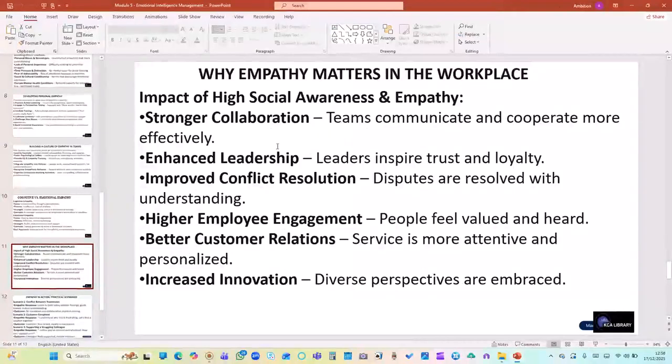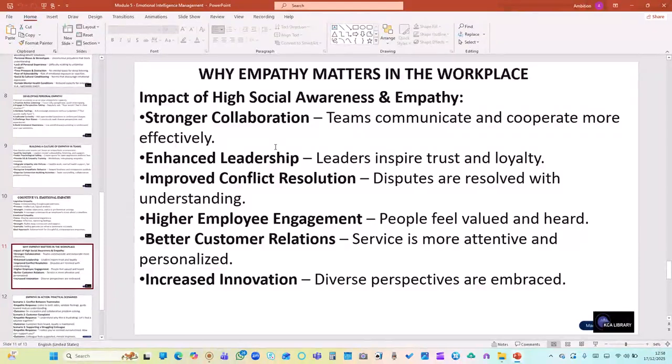Why does empathy matter in the workplace? The importance of empathy in the workplace includes: it results in stronger collaboration, teams communicate and cooperate more effectively. That is number one. Number two, it enhances leadership. Leaders inspire trust and loyalty. Number three, it improves conflict resolution. Disputes are solved with understanding. It helps in resolving conflict.